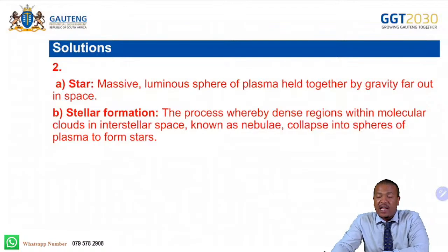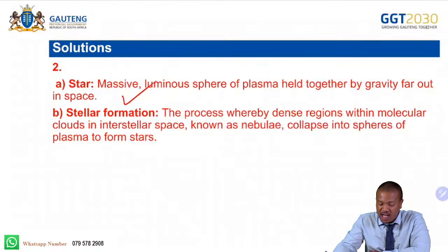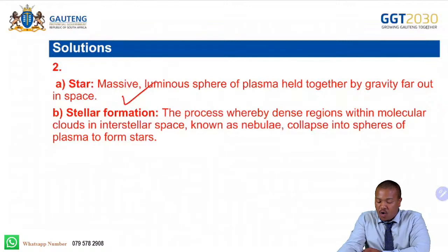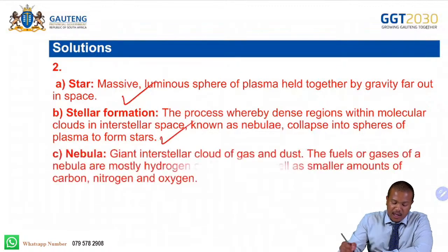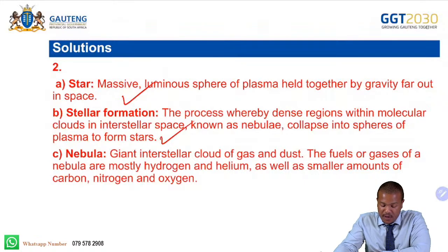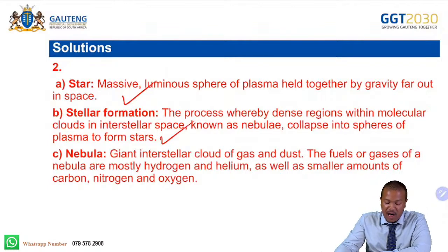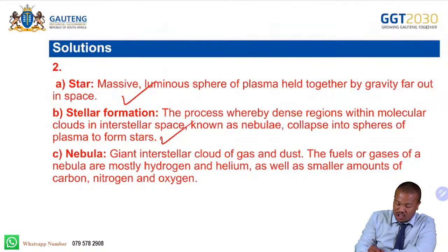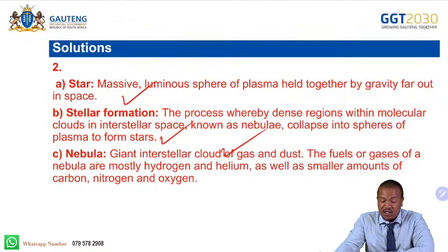Also, we have stellar formation. Stellar formation is the process whereby dense regions within molecular clouds of interstellar space, known as nebula, collapse into spheres of plasma to form stars. Then we have nebula, which is a giant interstellar cloud of gas and dust. The gases of a nebula are mostly hydrogen and helium, as well as smaller amounts of carbon, nitrogen, and oxygen. Our focus is on a giant interstellar cloud of gas and dust.